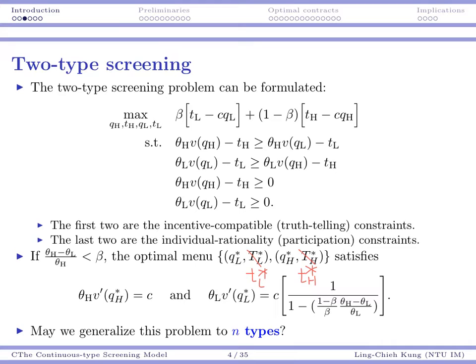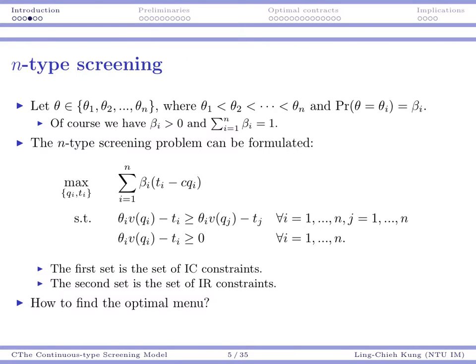Now we ask one question. May we generalize this problem to n types? Because no one says consumers would only be of two kinds. There may be more than two kinds. So let's see whether we can do it or not. In a general setting, theta may be of types theta 1, theta 2, up to theta n, where theta 1 is the smallest and theta n is the largest. Now for the probability of theta being theta i, let's say it is beta i.